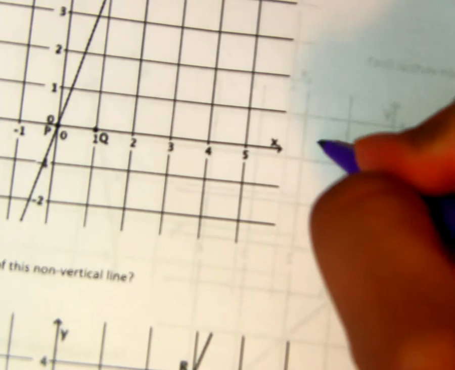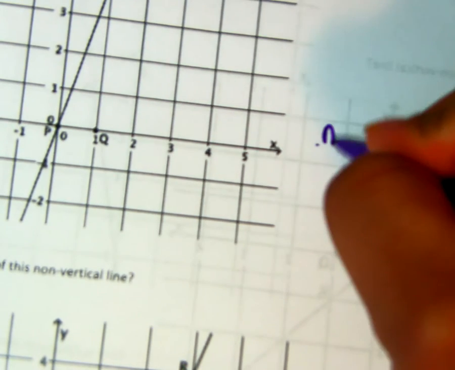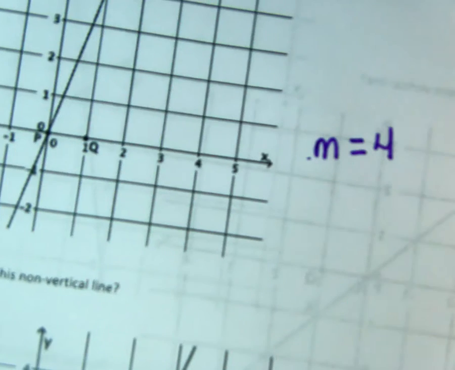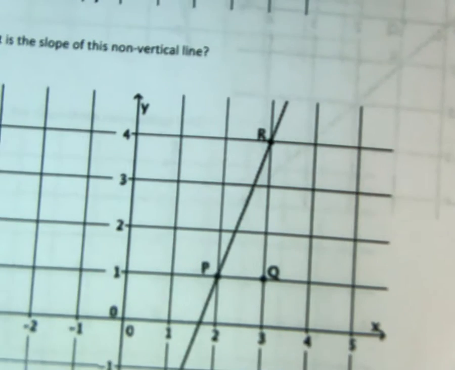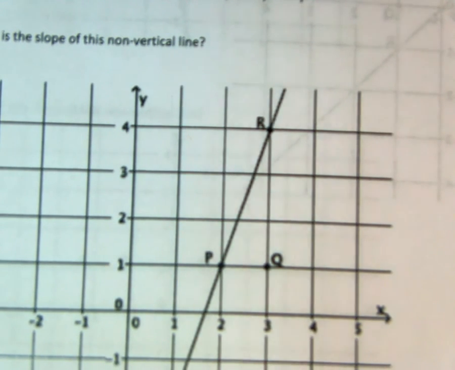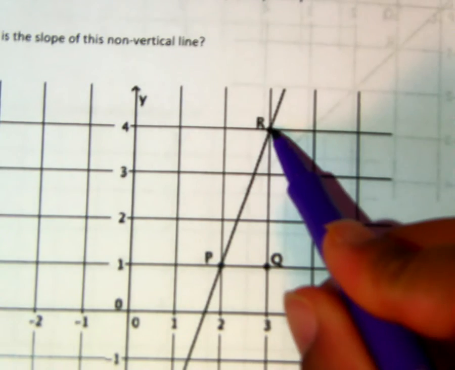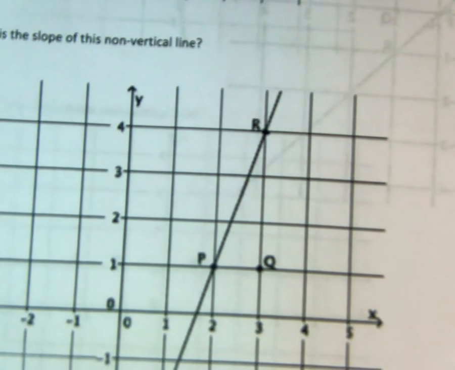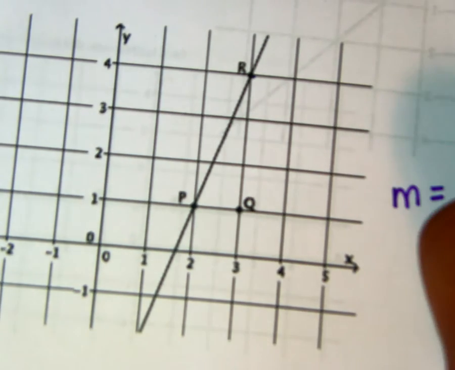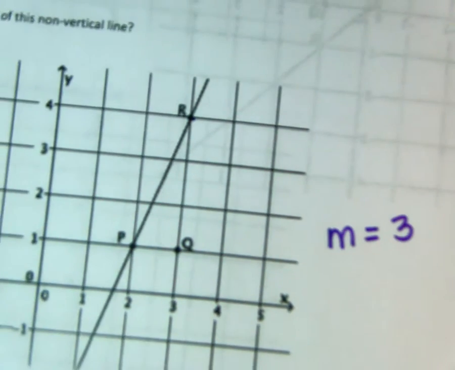The slope of this line, M equals 4. Number 2, what is the slope of this non-vertical line? I want to move from point P to point R. Slope equals 3.